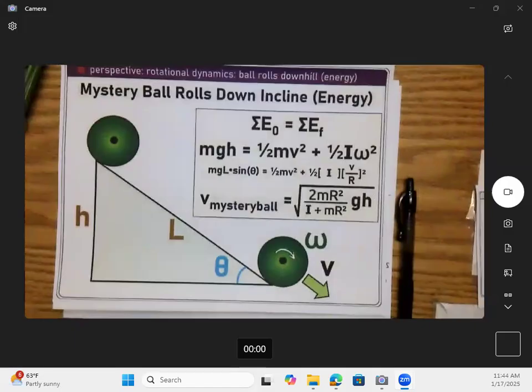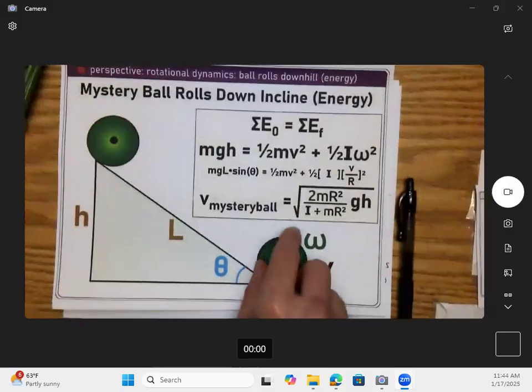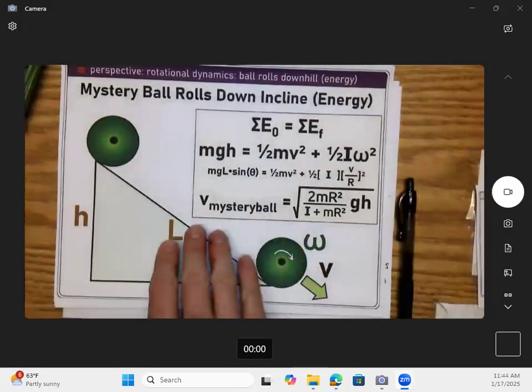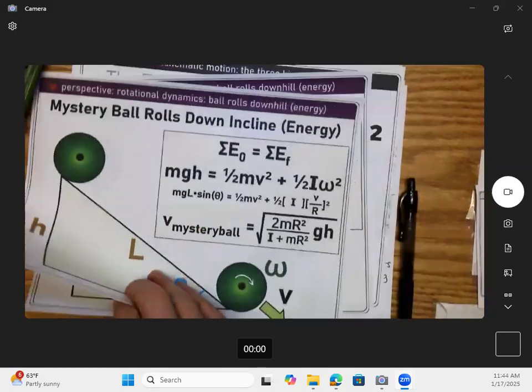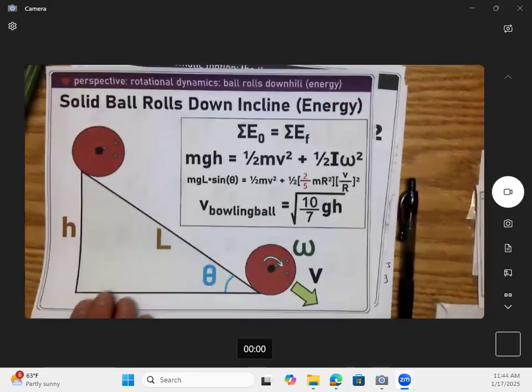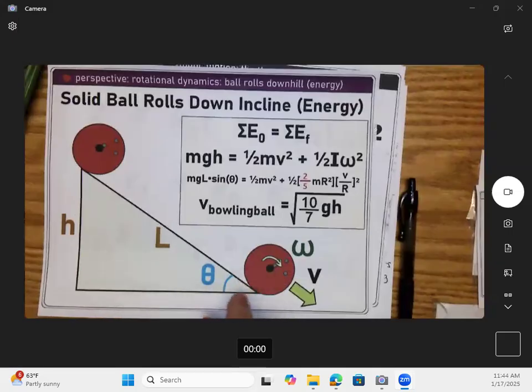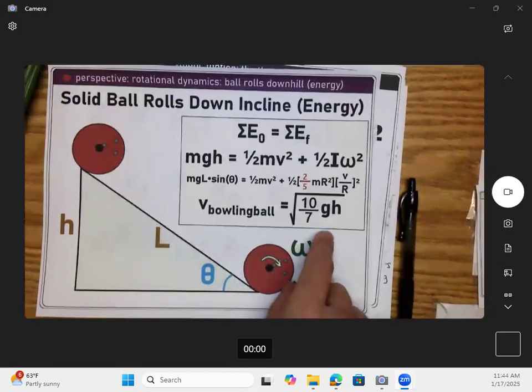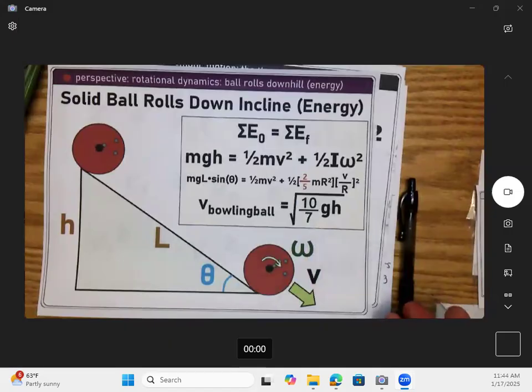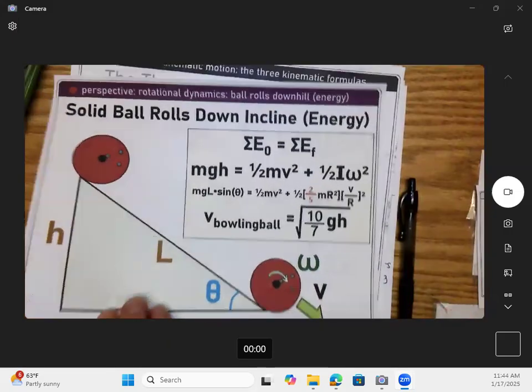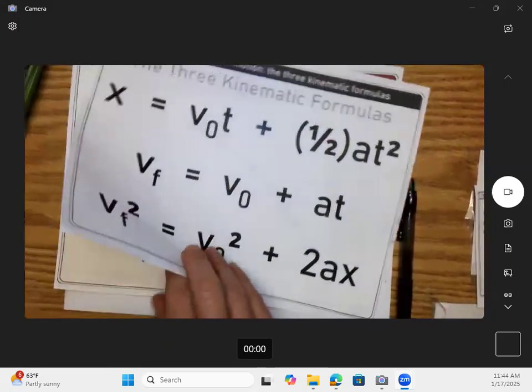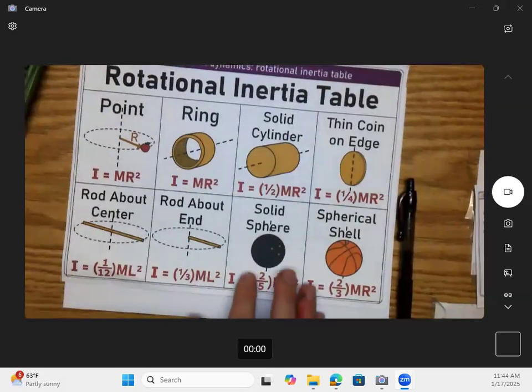Here's a general ball, right? That could be anything, so I have some general I here. And then I've got a solid ball. Here's a solid ball, how that rolls down. Do you guys notice that in every single one of these, the mass and radius of the ball cancel out? So maybe that could be a little helpful. Of course, you could get mass and radius worked up from there. Where is it? Here's what I'm looking for.